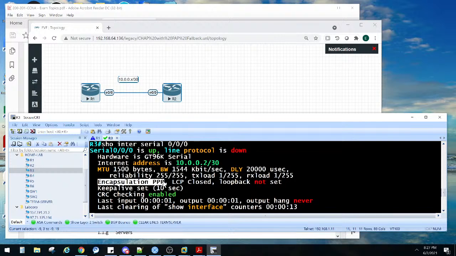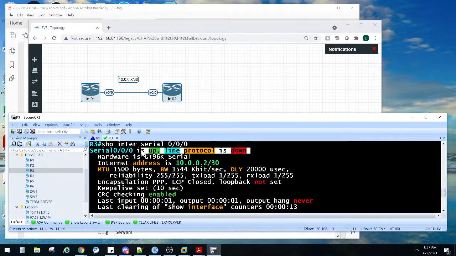Encapsulation type. LCP is closed. This is like the messaging that it uses. And I think that's pretty much it. Let's check the solution guide, or actually task 3. What was task 3? Task 3 was check configurations with show commands, which we just did right there. You do show interface and then the interface number.